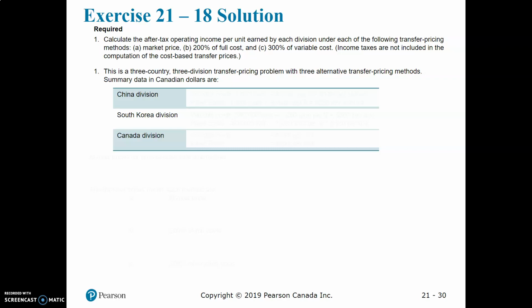In the first step, we will convert the summary data into Canadian dollars based on the exchange rate that is provided in the question. In the second step, we will calculate the transfer prices under each of the three methods. And the last step, we will calculate the after-tax operating income per unit. So let's get started converting the summary data into Canadian dollars.